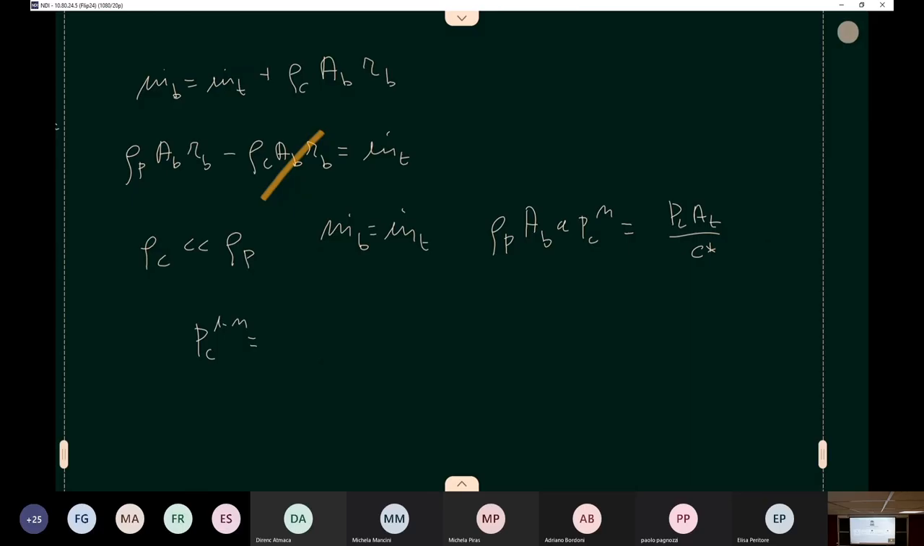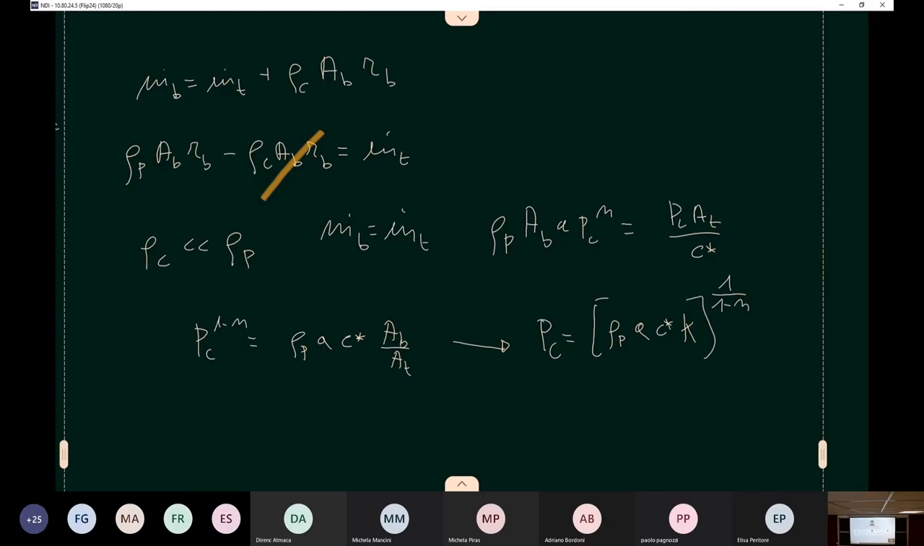solving for PC and bringing the term PC on the right hand side, I have here rho P a C star, and then this area ratio AB over AT. From here, we obtain our expression for PC as rho P a C star, let's say this kappa, and this is to the power 1 over 1 minus n. So we see that the pressure which is established will depend on the propellant density, on the propellant temperature coefficient, on the characteristic velocity.